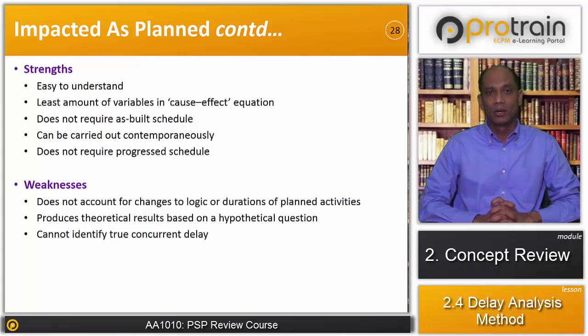It can be carried out contemporaneously. This means that this method can be done while the project is under progress. We'll understand what it means, because for other methods, some of the methods require the project to be completed as well. So we'll understand what is meant by can be done contemporaneously.